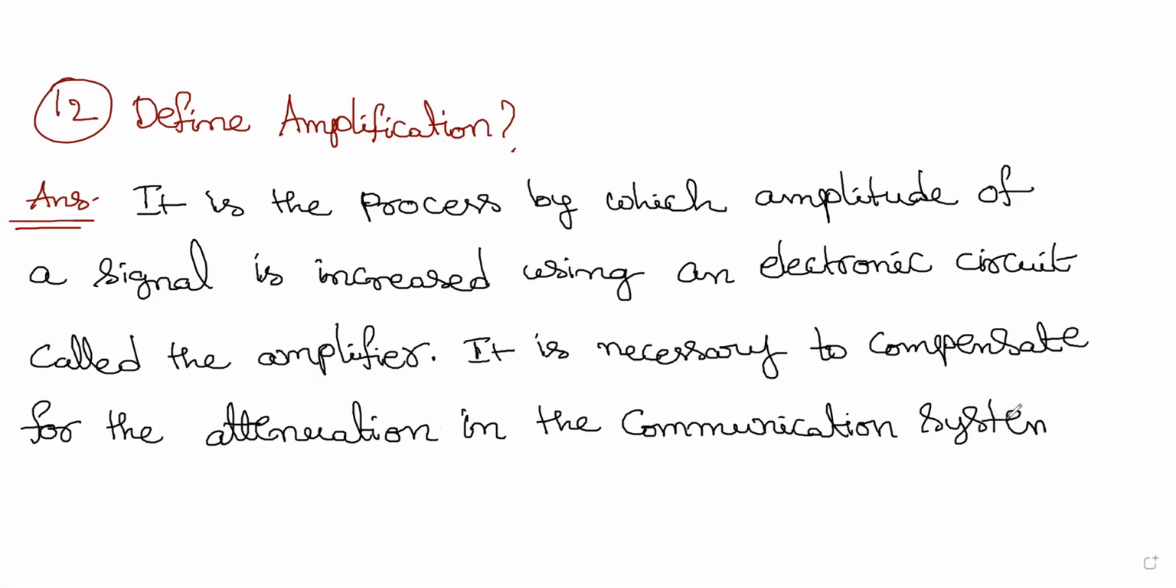So while processing the signal, we will lose some energy because of attenuation. There will be some loss of energy, and to compensate for that, an amplifier is used. So that is the basic idea of the communication.